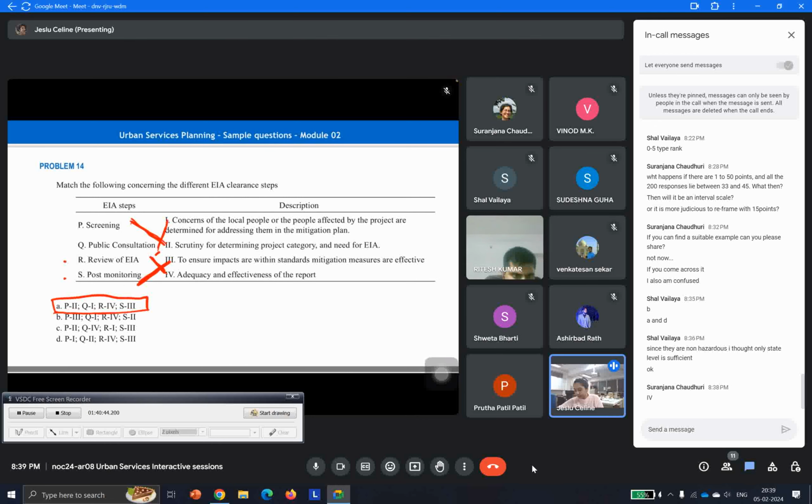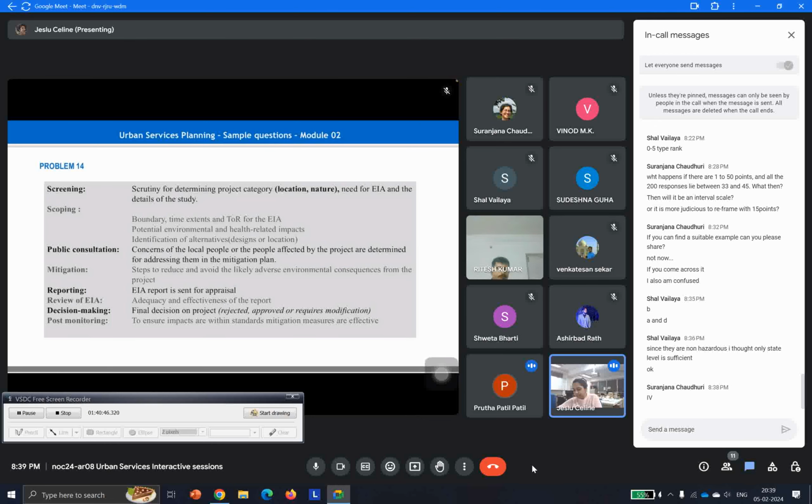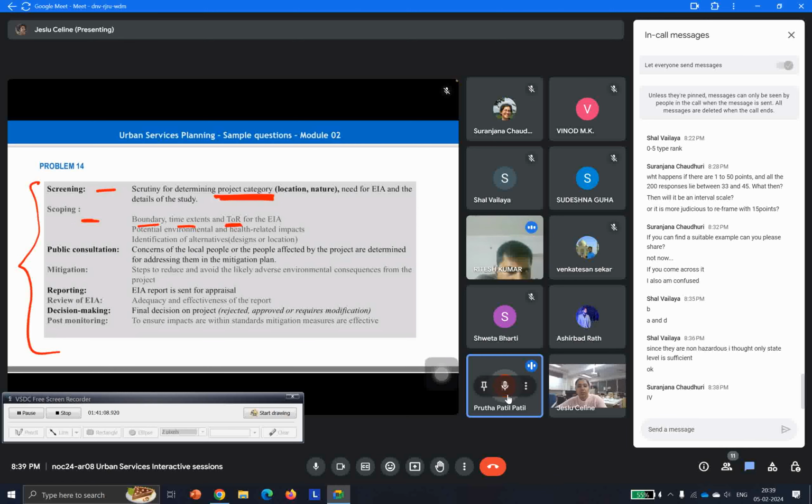So just to go into those details, these are the different steps which are involved. So we have screening first, which is you're just understanding the project category. Then something which was not mentioned was scoping. This is also important, where you're giving the scope, so you have the boundary, extent, time, and then you have the TOR. What is TOR? What does that come under?